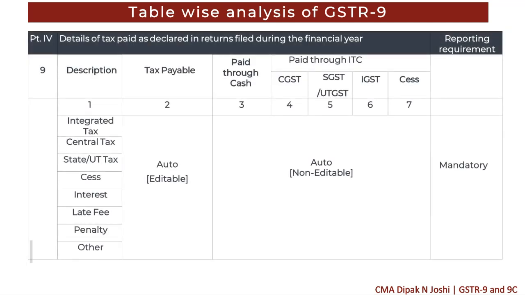Then this is table 9, which is regarding tax paid as per return. So the tax payable amount is editable. As mentioned earlier, you can report additional liability, but tax paid, which is provided in columns 3 to 7, is non-editable. It is auto-populated. You cannot make any changes.